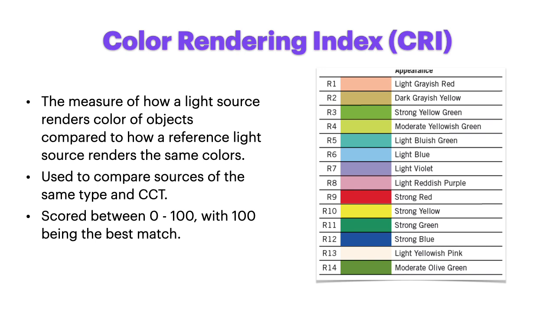CRI calculation is the difference between each color sample illuminated by the test light source and the reference source. Samples are scored between 0 and 100, with 100 being the best match. The higher the score, the more natural colors appear. An 80 to 100 CRI score is recommended for products to appear more so in their true form.